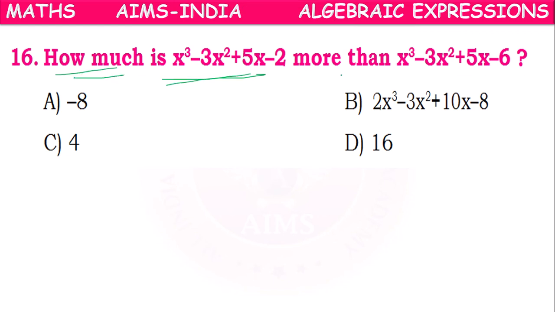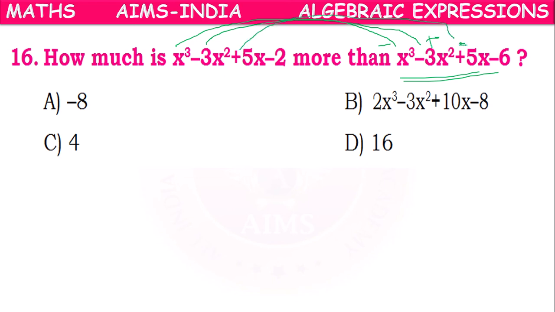Next, how much is this more than this one? So, this first one is more than the second one, but they are asking by how much? So, we have to subtract the second expression from the first expression. Or directly also we can do x cube minus x cube, symbol will change, both will cancel. Minus 3x square, symbol will change, plus 3x square, cancel. Plus 5x, symbol will change, minus 5x, cancel. Minus 2 plus 6, how much? Plus 4. So, option C is correct.